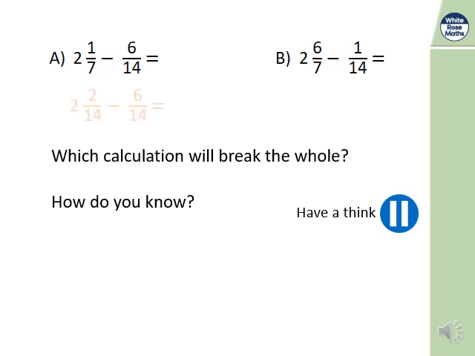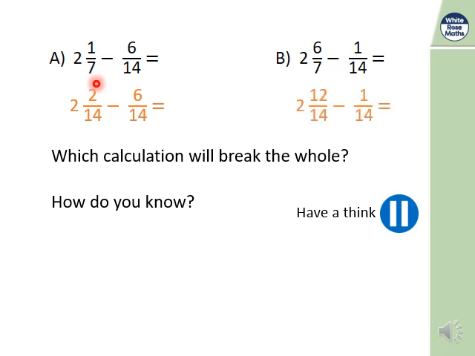Let's have a look and see. We can see that 2 wholes and 2/14 is what we would change our 2 wholes and 1/7 to. So now we're looking at 2 wholes and 2/14 take away 6/14. And we can see that the numerator in the calculation that we are subtracting is larger than the numerator in the first part of our question. And that's our clue, how we know, because the numerator is larger than the numerator in our mixed number.